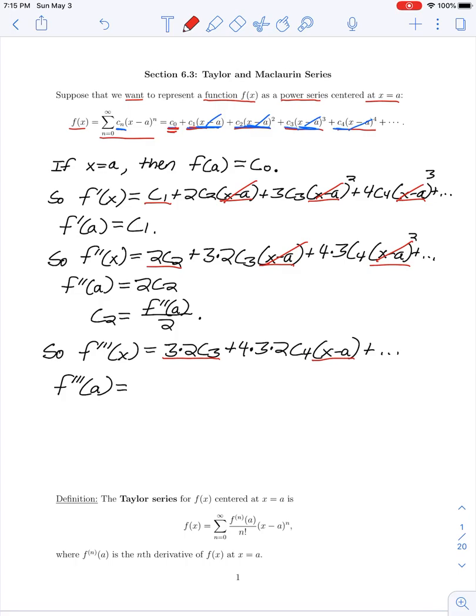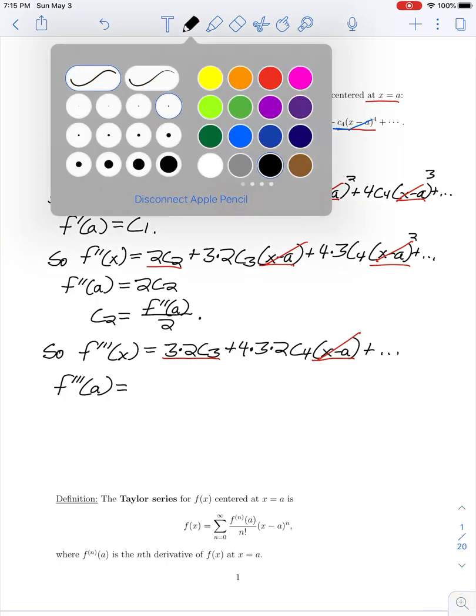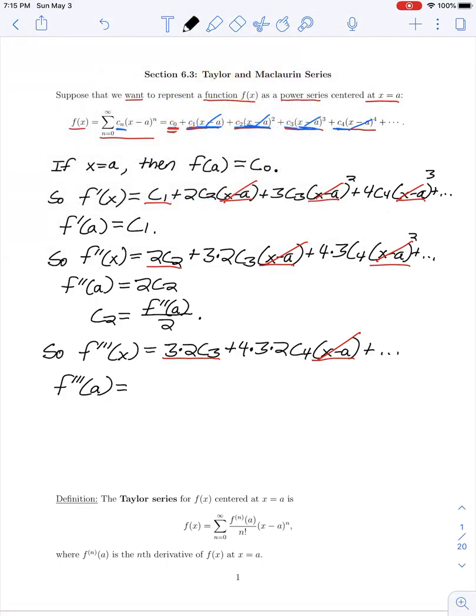So when we evaluate this function at x equals a, all of those x minus a terms become 0, and we're left with just this initial term. That is 3 times 2, c3. So solving for c3, we have f triple prime of a divided by 3 times 2, which we could think of as f triple prime of a divided by 3 factorial.